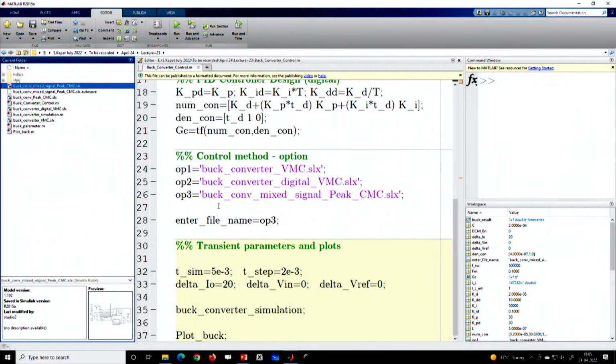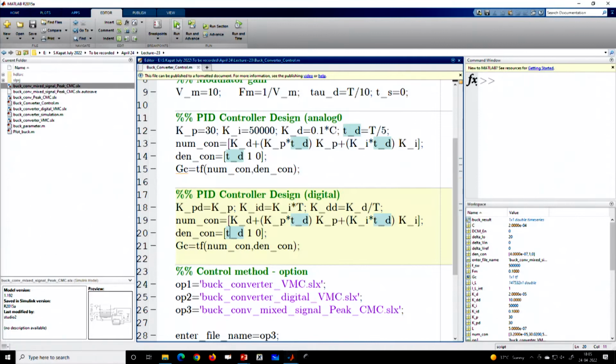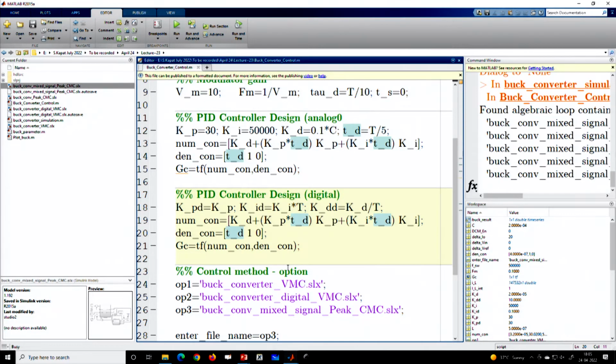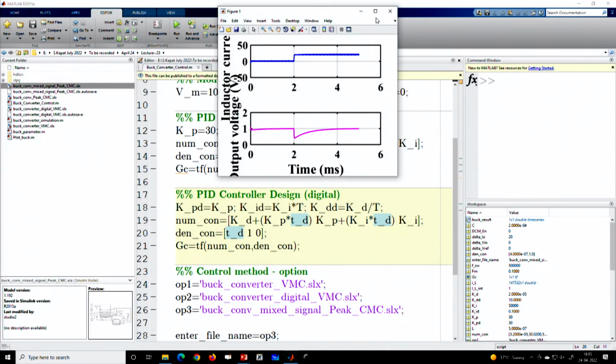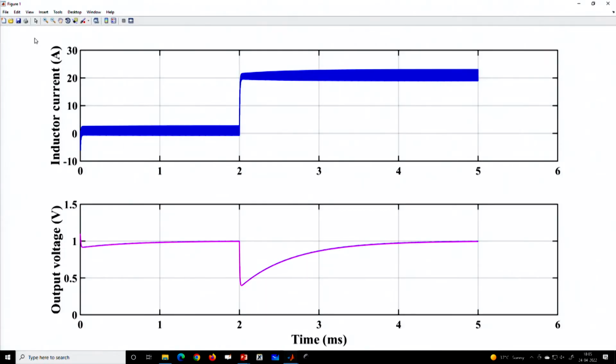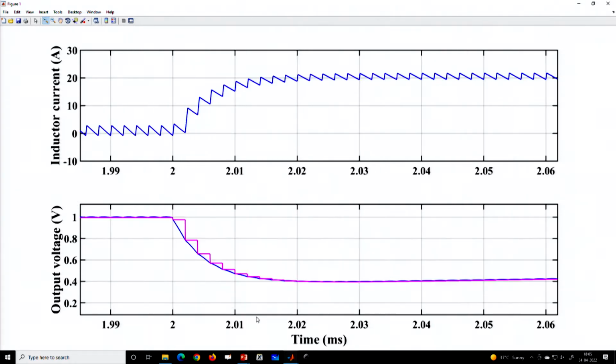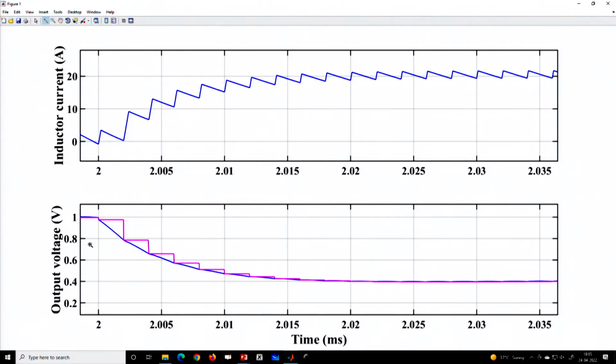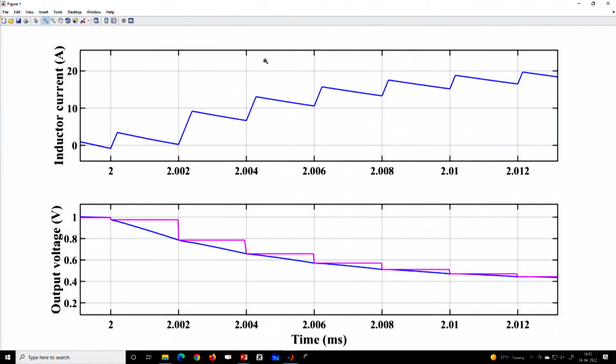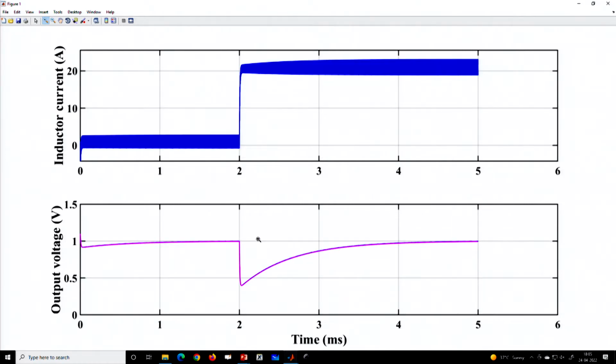Here we are talking about the mixed signal peak current mode control, and if we want to increase the gain, let us say we use a little bit higher gain, and we will see how the response looks. This is a mixed signal current mode control where we are sampling once per cycle, and there is no delay here. You see that it is sampling exactly at the point of switching. But now we want to sample a little bit earlier.